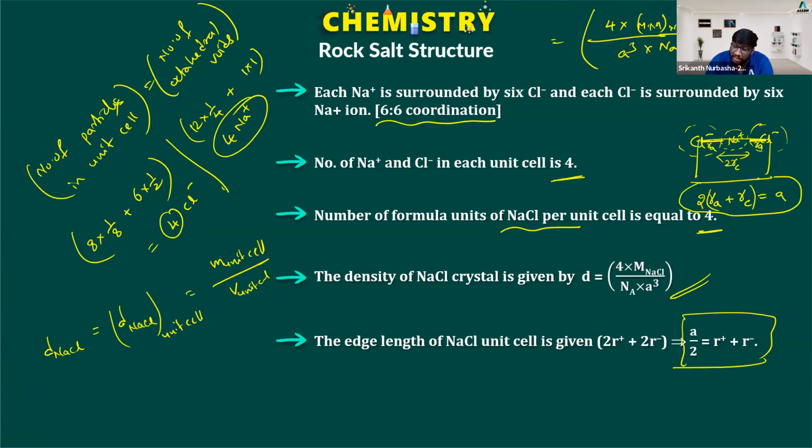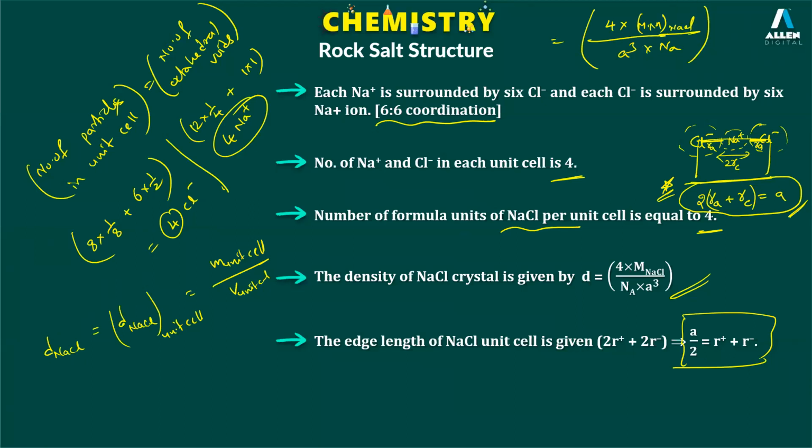From this you can find out the edge length a, since the radius of cation will be given in some cases, and the radius of anion in others. So for NaCl, the rock salt structure, 2 times the radius of cation plus radius of anion is equal to a. Is that clear? Is everything clear so far? Yes, sir.